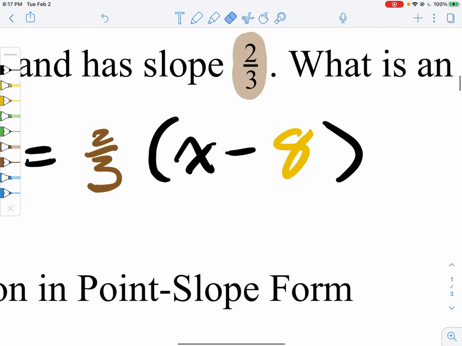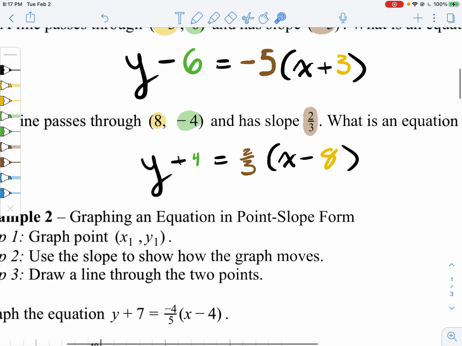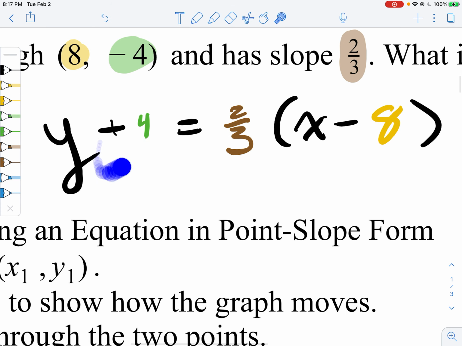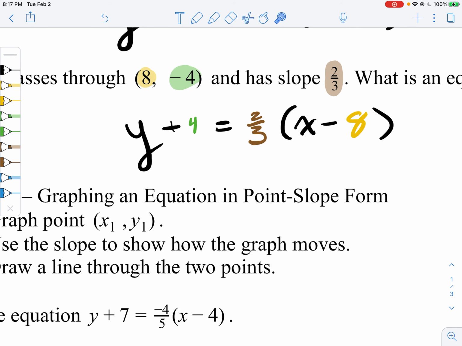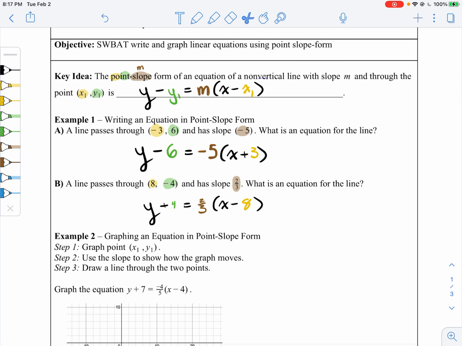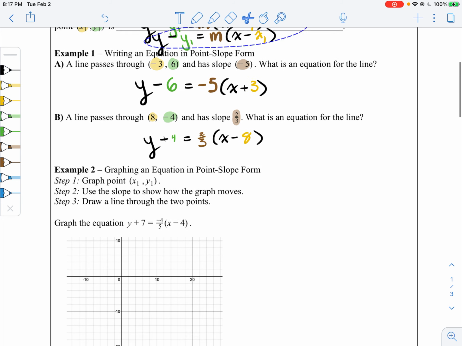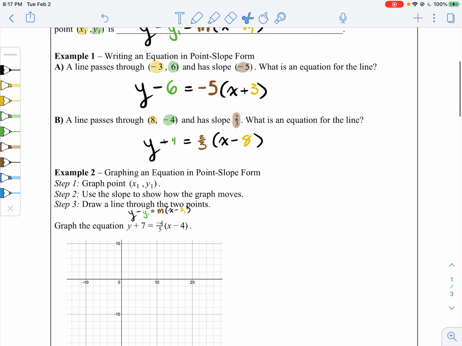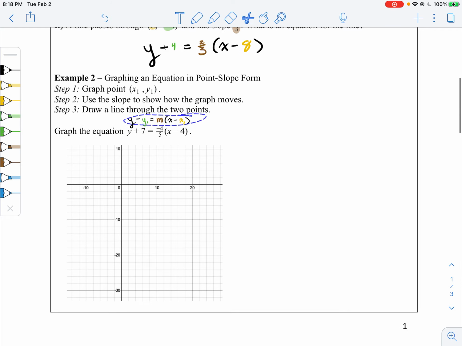Please do not distribute this 2/3 into the x and the 8. Please do not subtract 4 from both sides to get the y by itself. No, we just want to leave it like that. Okay, now why do we leave it like this? Well, that's because it helps us graph it. All we need is a point and a slope to graph a line. So let's put them together.